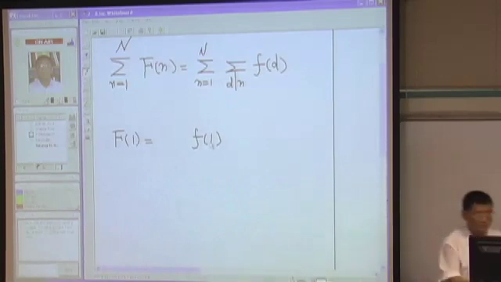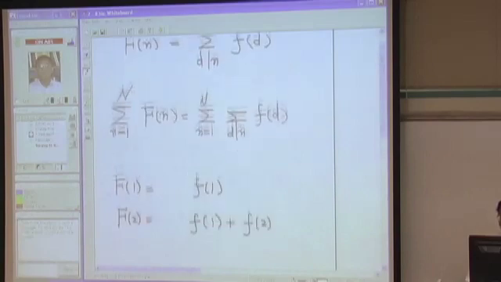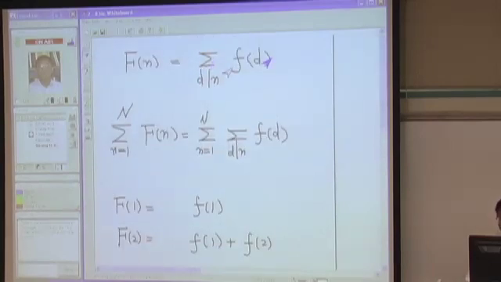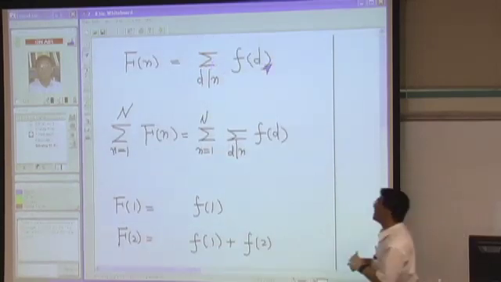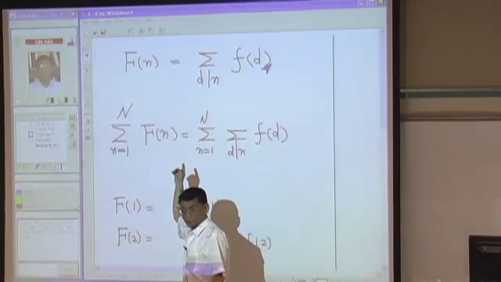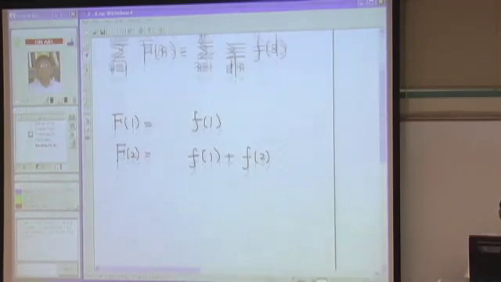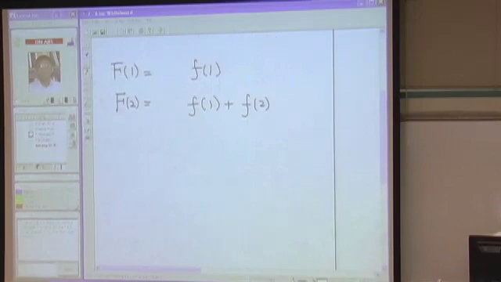What is f2? F2 is, the divisors of 2 are 1 and 2. By definition, here I wrote it. If you don't understand, ask me. If you have f of 2, then it means f of 1 and 2. Do you see? F of 3, then f of 1, then f of 3, and as you can see, 2 is missing.